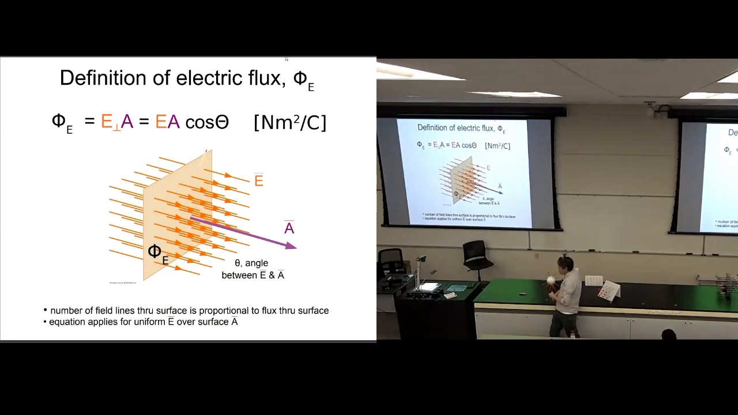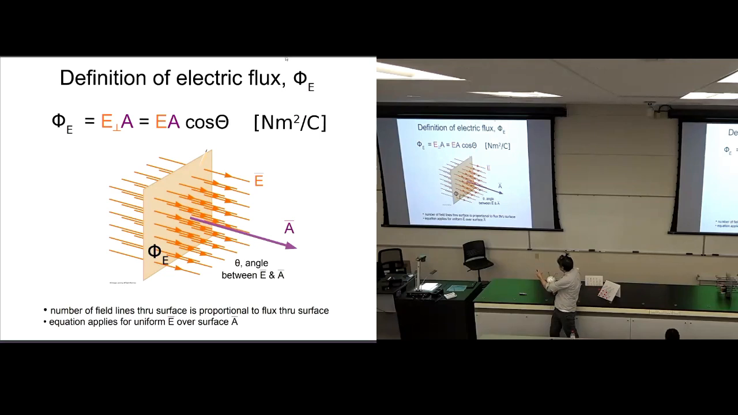So E and A are the two ingredients in computing the flux. Basically, the electric flux through that surface, due to the electrical field at the location of that surface, is basically the product of the field and the surface area. That determines the flux.